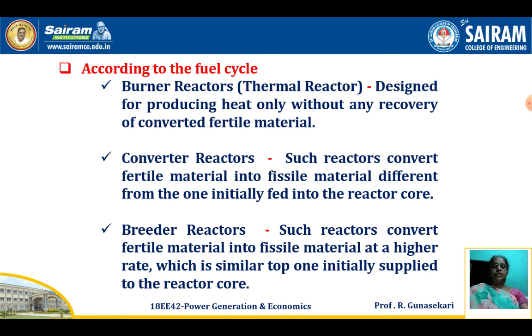The reactor core is one of the components of the nuclear reactor. Already we studied about the nuclear reactor also. The third type is breeder reactors. Such reactors convert fertile material into fissile material at a higher rate than the one initially supplied to the reactor core. So based on the type of fuel cycle, nuclear reactors are classified into three types: burner reactors, converter reactors, and breeder reactors.